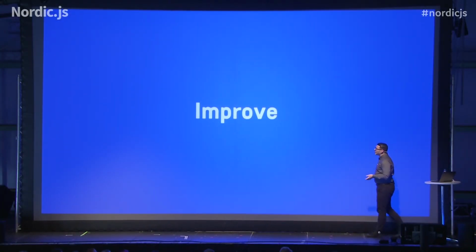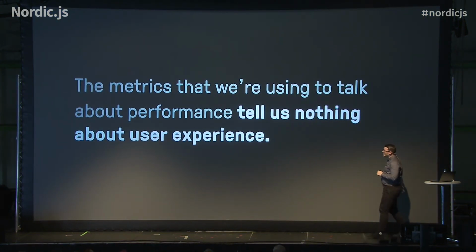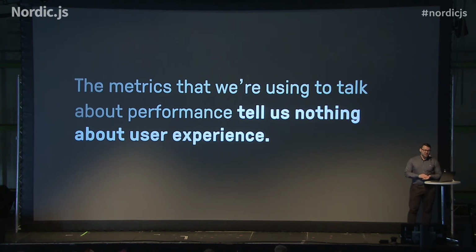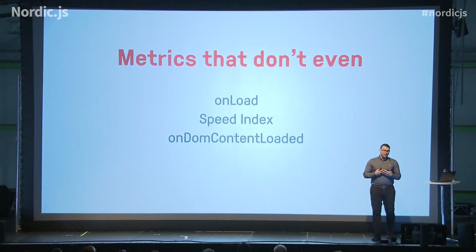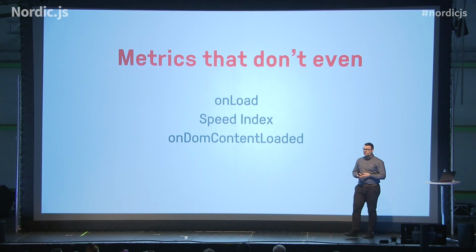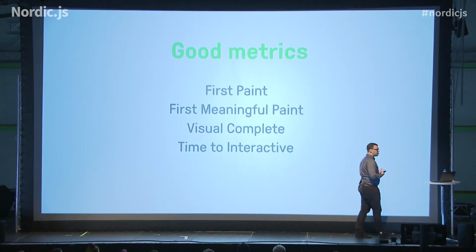So if you're going to try and improve your performance in general, there's a couple of things that you need to do. Firstly, we need to realize that the metrics that we're using now don't tell us anything about user experience. And the metrics that I'm talking about are those onloads, those on-DOM content loaded. They're points in time in a timeline, sure, but they're not explaining what's happening to a customer. Good metrics are ones that explain what happens.